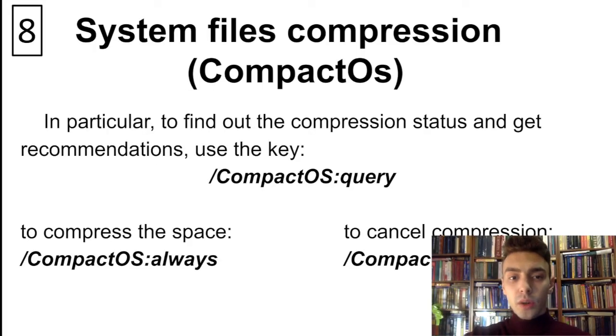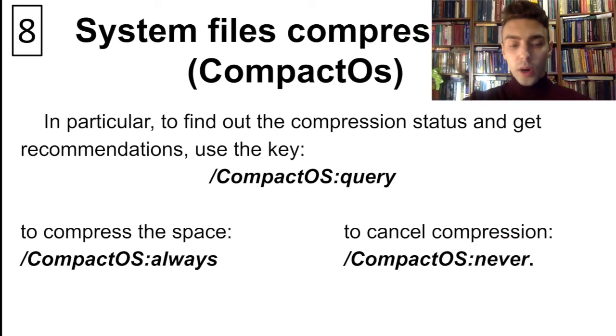Official ability to compress system files appeared in the latest version of the Windows OS. It is in contrast with the ability to compress an entire system partition in the NTFS file system, which existed in older Windows operating systems. The system command line utility compact.exe was introduced to do this. In particular, to find out the compression status and get a recommendation, use the key compact /compactOS:query.